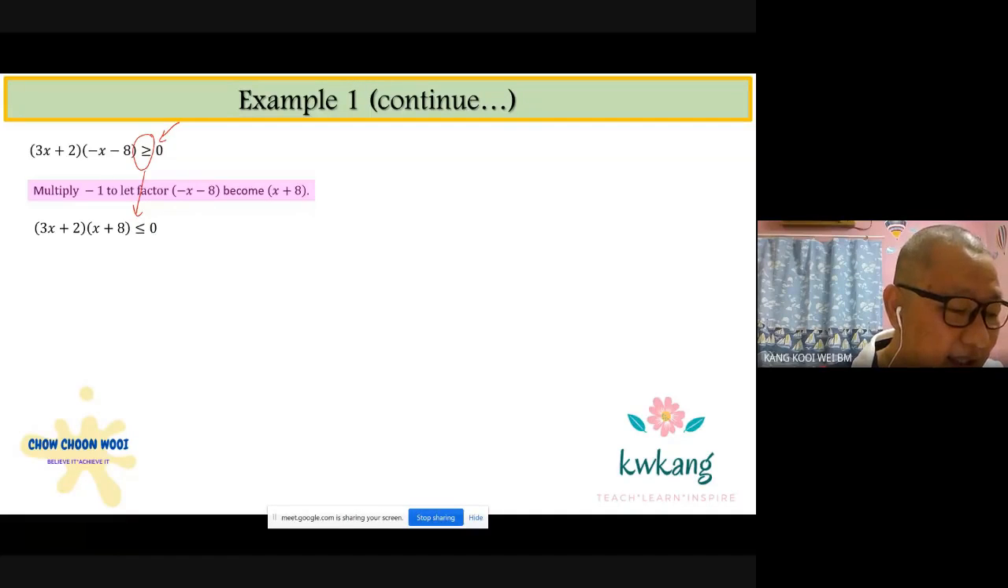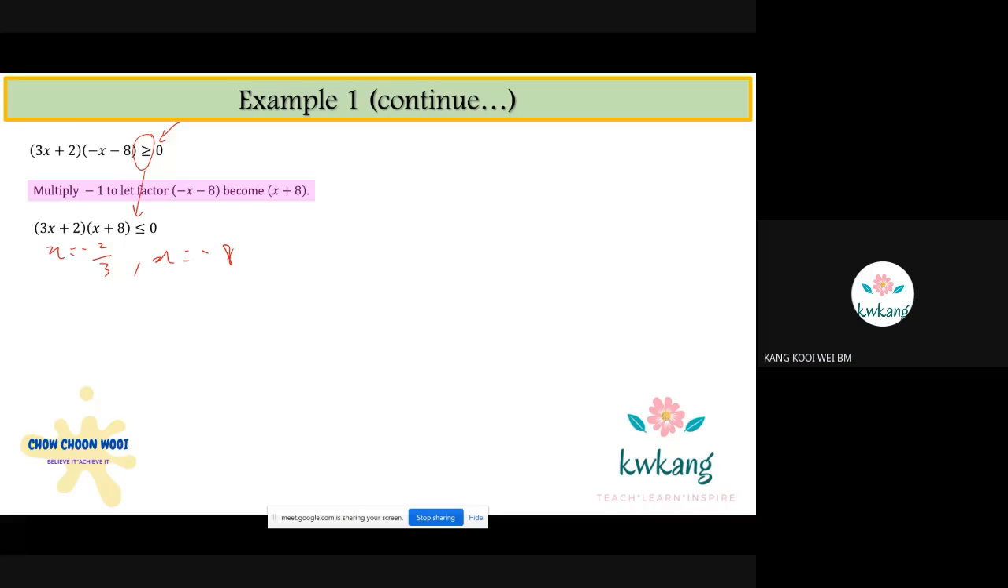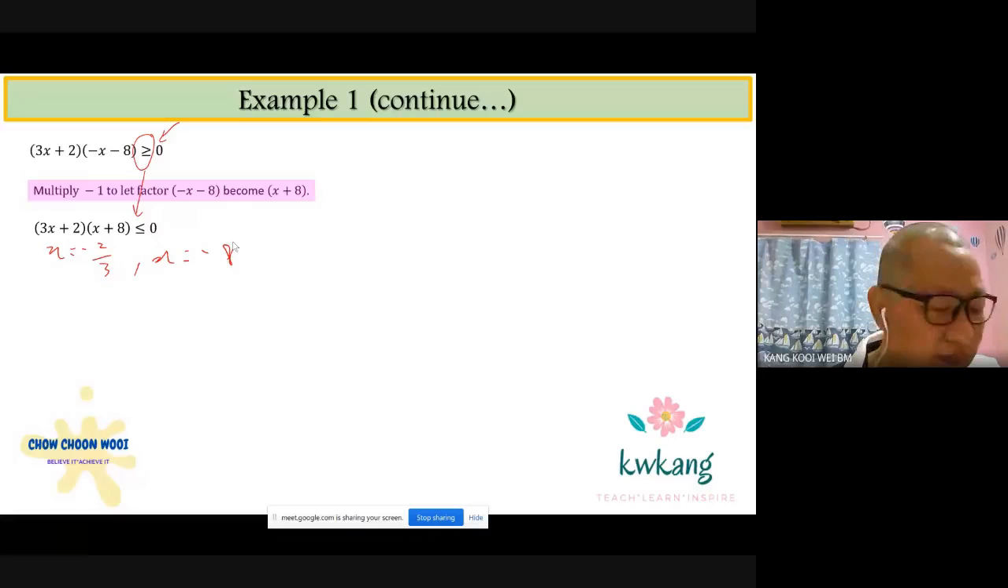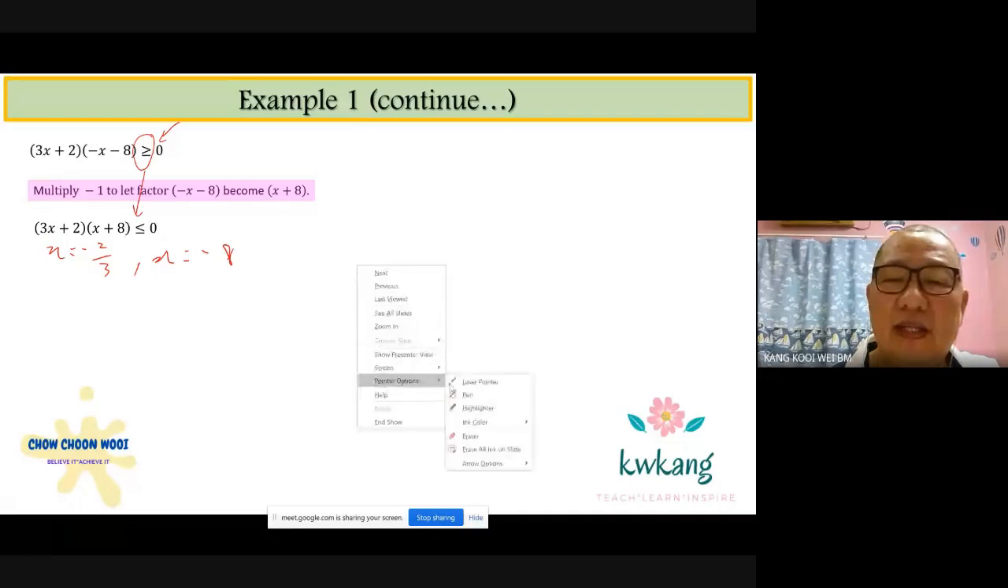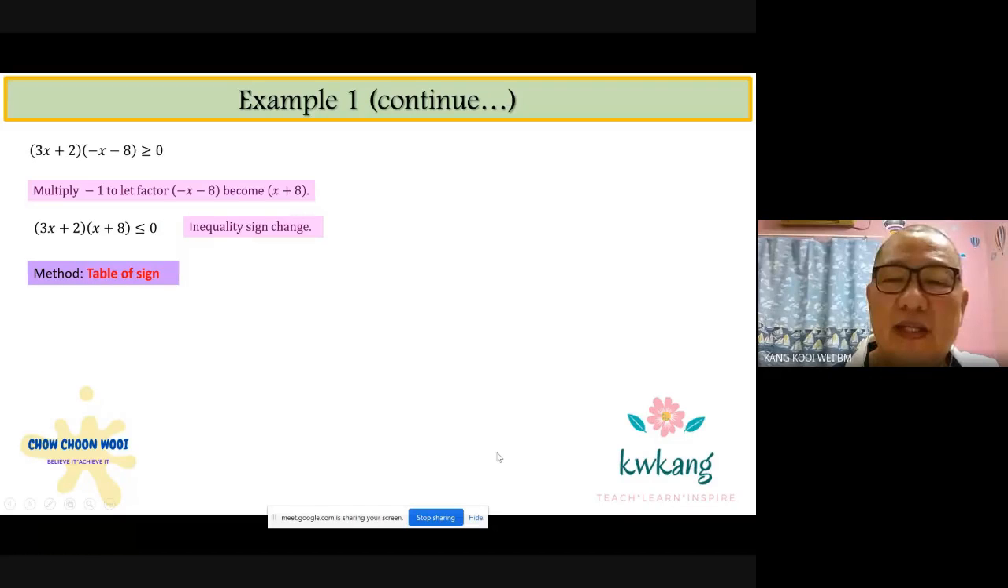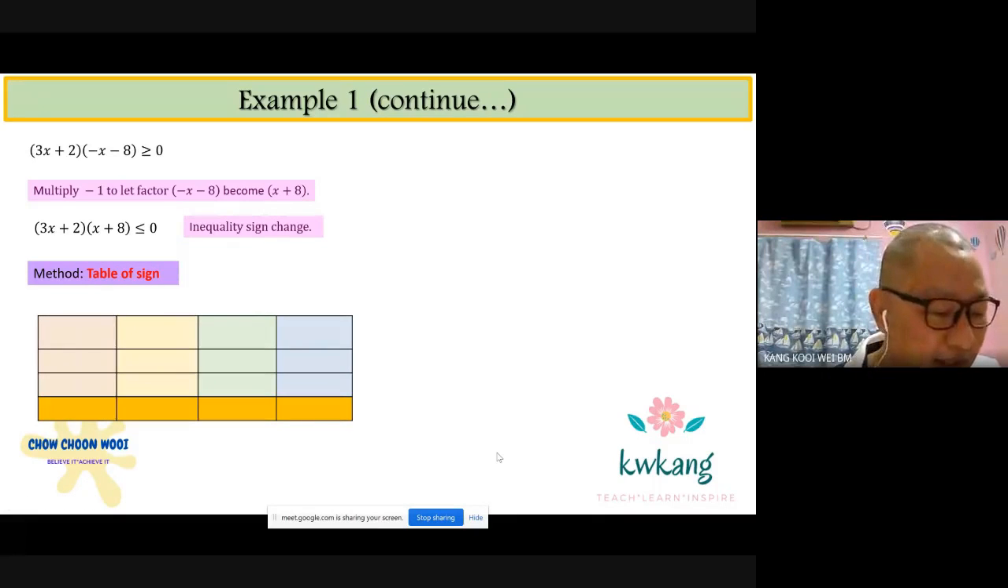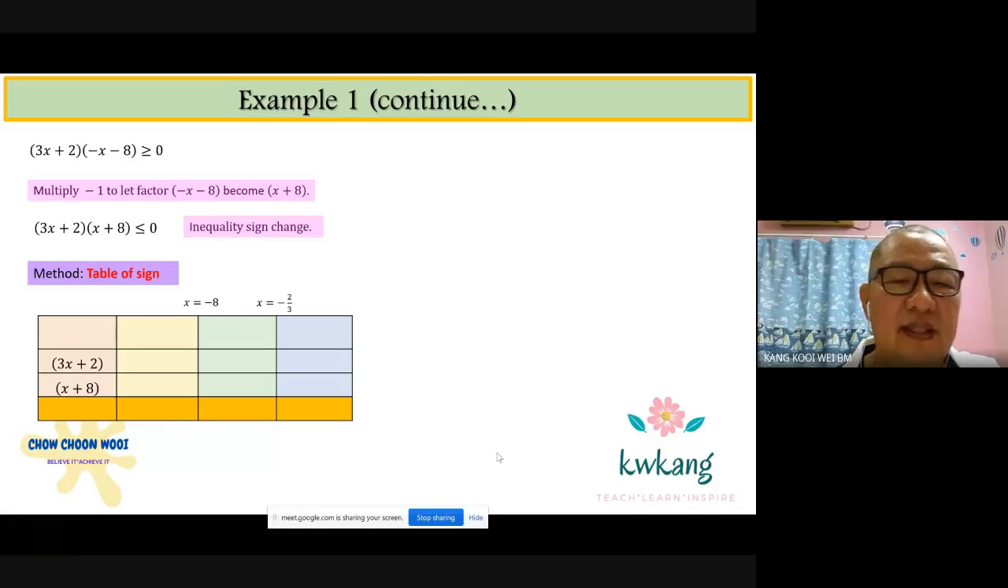So for this one, we need to determine the critical values, negative 2 over 3. X is equal to negative 8. You see or not? So we need to obtain these two critical values. Kita perlukan dapatkan dua critical values ini. So to obtain these critical values, then we construct this table of sign. Okay or not? So the first factor is 3x plus 2, where the second factor is x plus 8. Then there are two values. The first one is negative 8. The other one is negative 2 over 3.